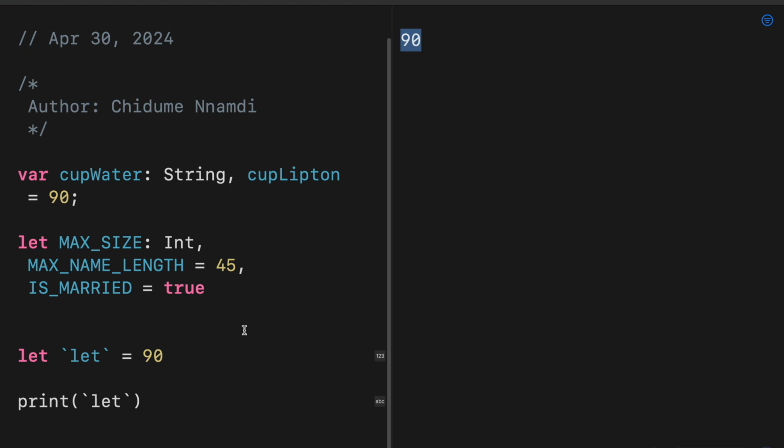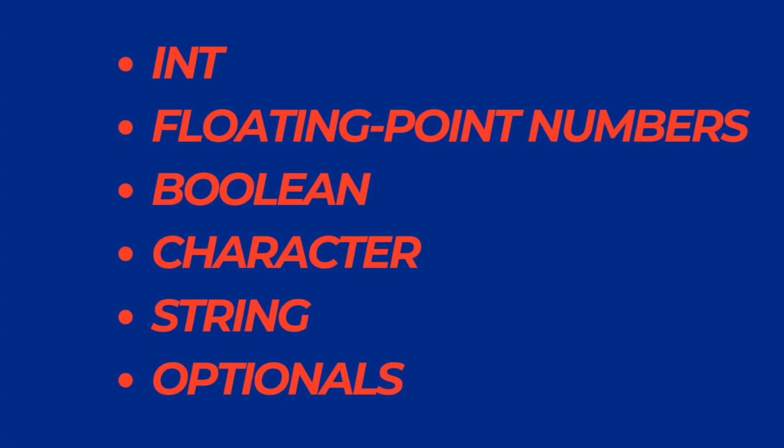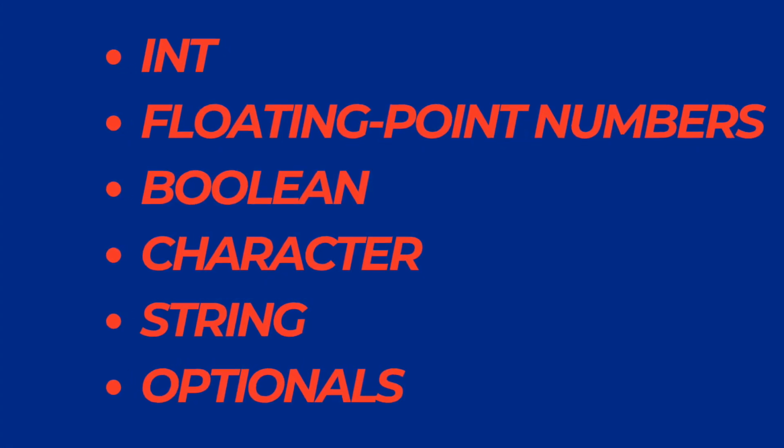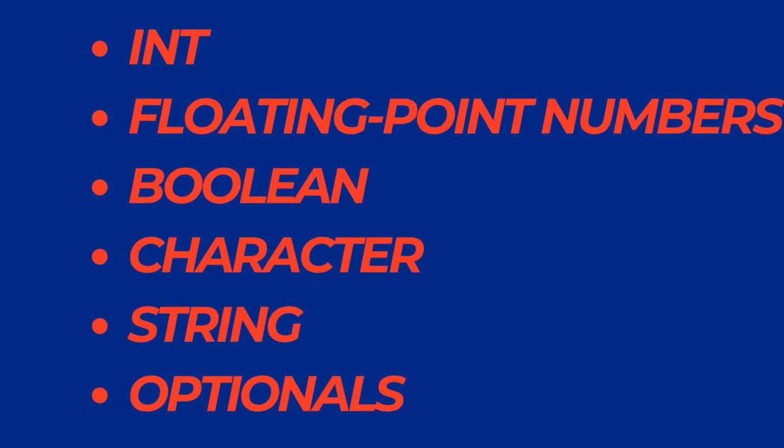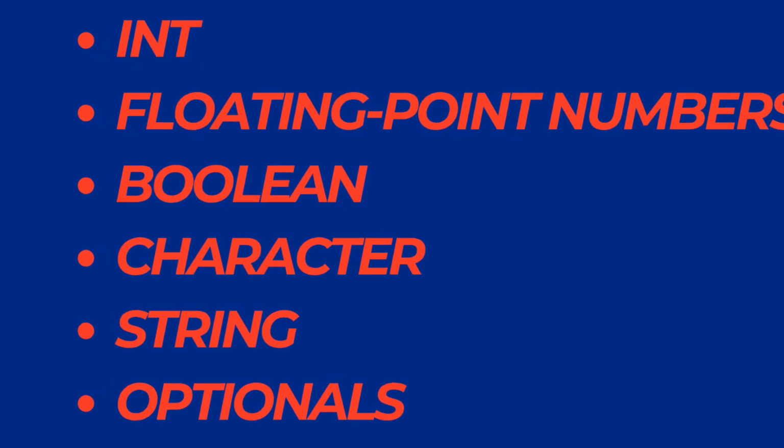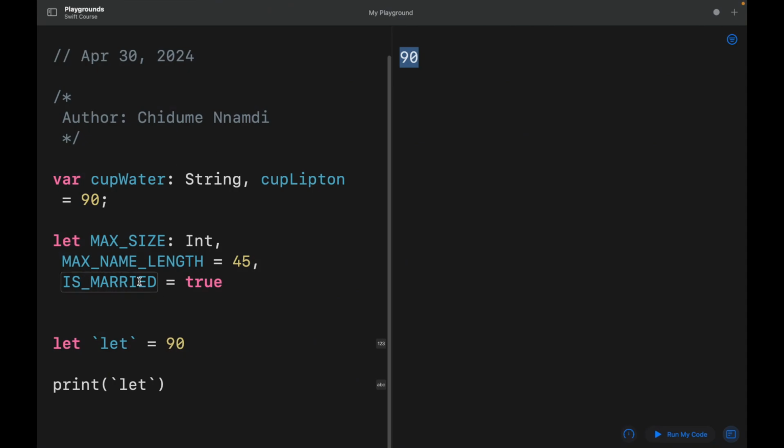Here we will be looking at the basic data types in Swift. So we have the 6 basic data types. They are: number one, integers, floating point numbers, then booleans, characters, strings, and optionals. Now let's start with integers.